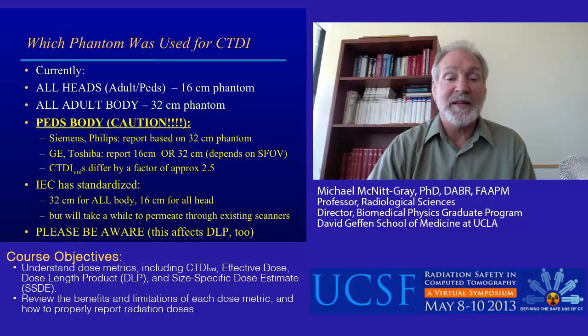Please note that the CTDI of Alls can differ by a factor of 2 or 2.5, depending on whether you're using the 16 or 32 centimeter phantom. The IEC has set a standard for 32 centimeters for all bodies, pediatric or adults, and 16 centimeters for all head scans, adult or pediatric. But it'll take a while for this standard to permeate through existing scanners and existing software. Please be aware that this affects the DLP as well.